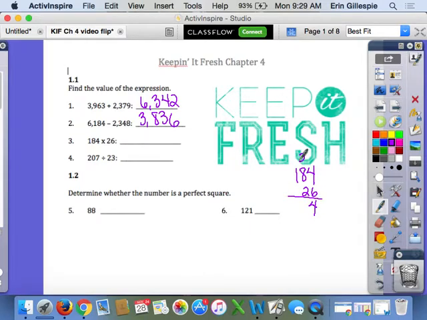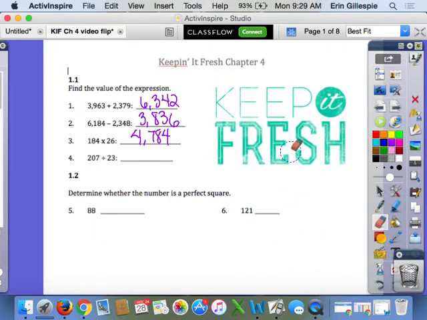Next, we've got 184 times 26. 4 times 6 is 24. 8 times 6 is 48, plus 2 is 50. 1 times 6 is 6, plus 5 is 11. We need a 0 for the second row. 4 times 2 is 8. 8 times 2 is 16. 1 times 2 is 2, plus 1 is 3. So that gives us 4,784.